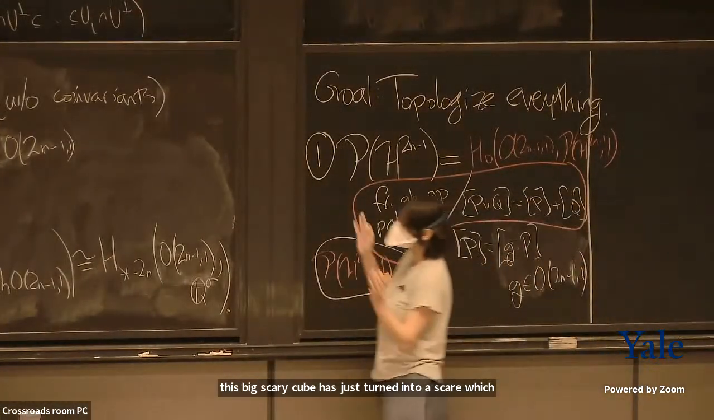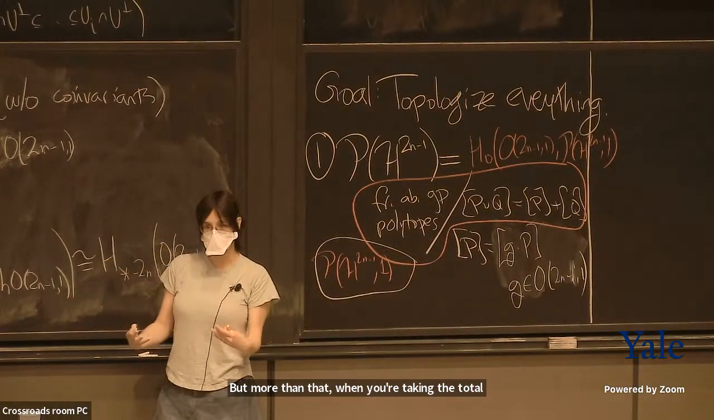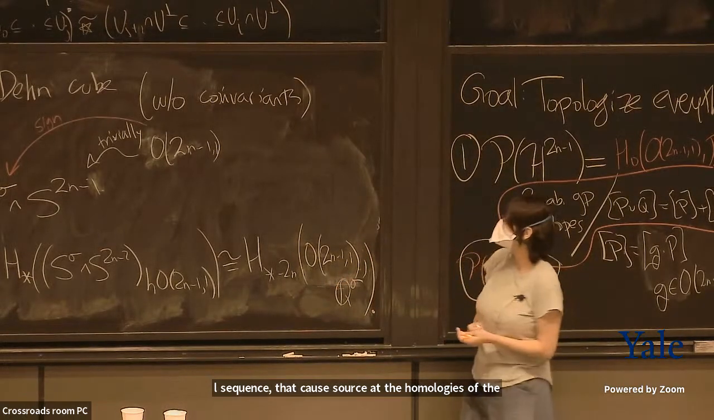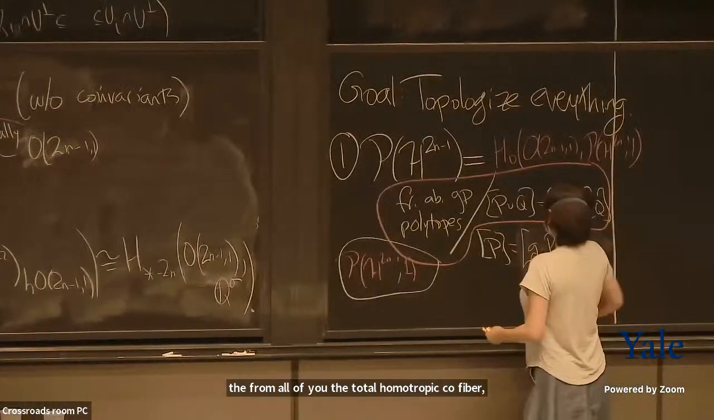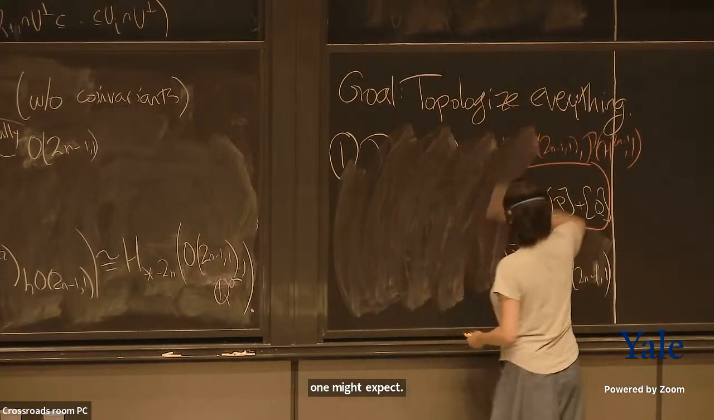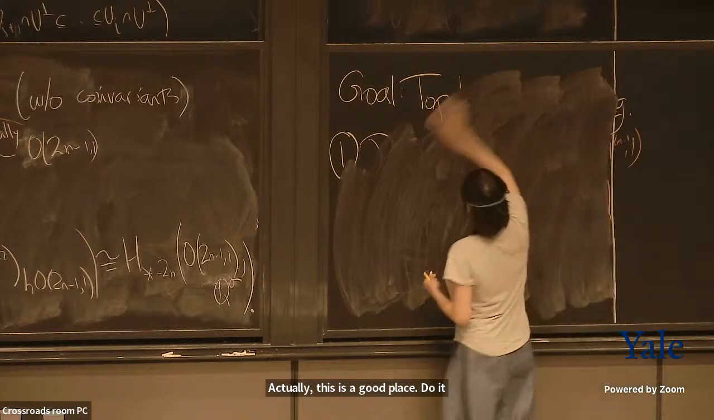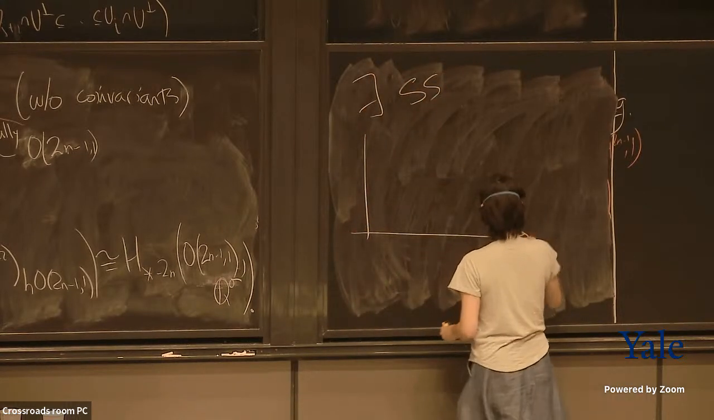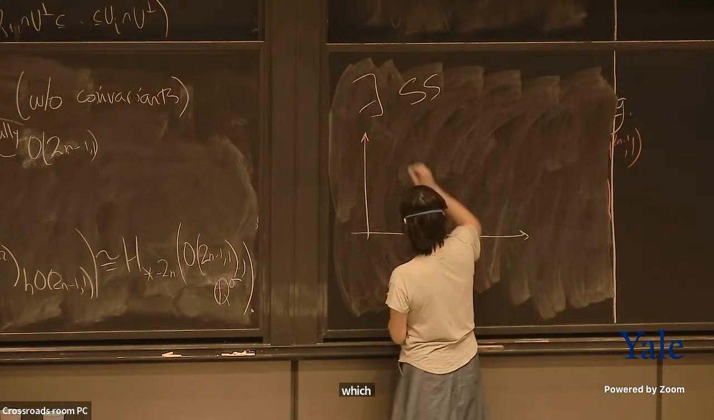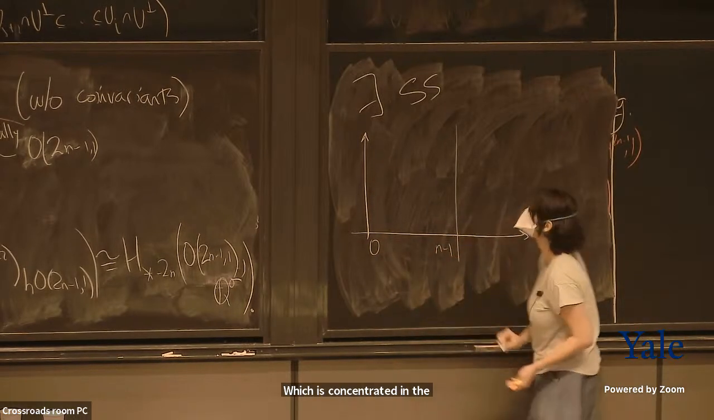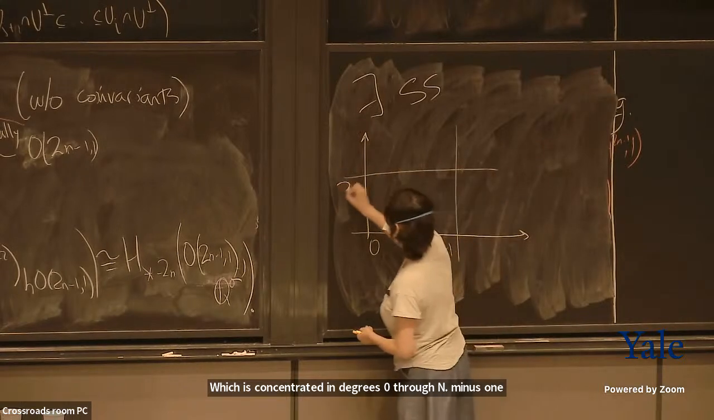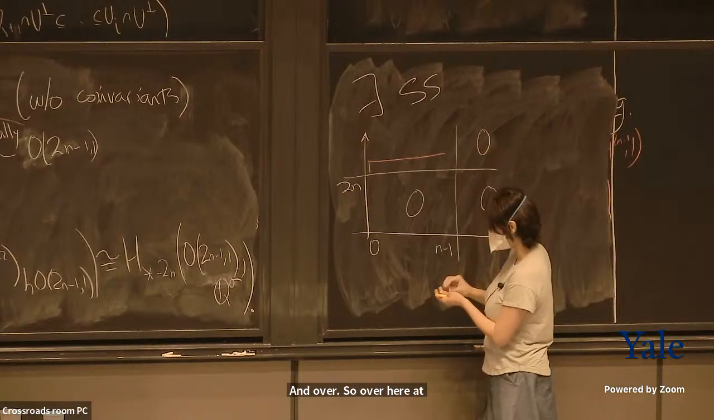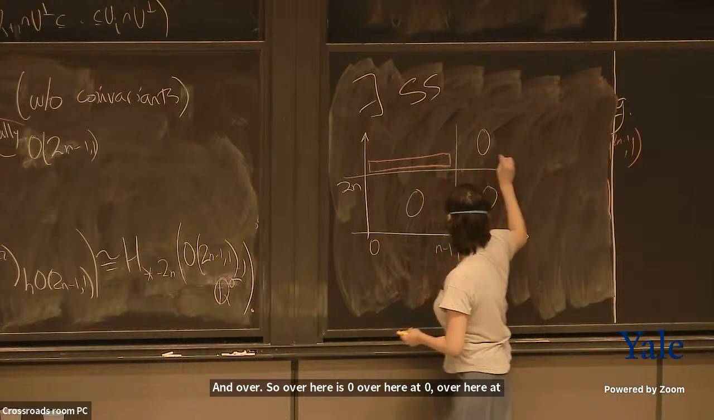But more than that, when you're taking the total homotopy cofiber of a cube, there's a spectral sequence that starts at the homologies of the entries and converges to the homology of the total homotopy cofiber, as one might expect. Actually, this is a good place to do it. So there exists a spectral sequence, which is concentrated in degrees 0 through n minus 1 horizontally. And this is not drawn to scale, but it starts in degree 2n. And over here it's 0, over here it's 0, over here it's 0. And right here is the, so this is the E1 page.